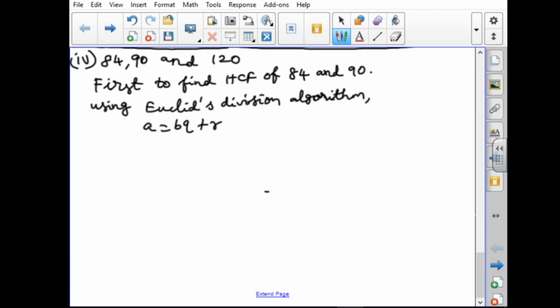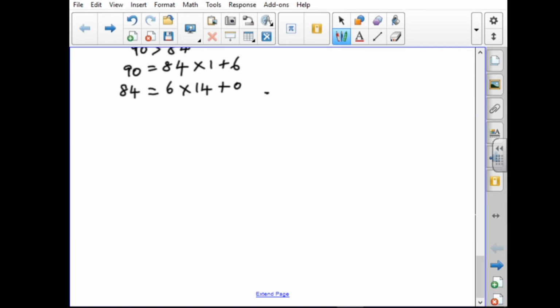84 and 90. 90 is the greater number, so 90 is greater than 84. So this is dividend and divisor. Small a is 90, small b is 84. So 90 equal to 84 times 1, the remainder is 6. Now 84 is the dividend, the 6 is the divisor. So 6 into 14, the remainder will be 0. You have to divide in your rough column.